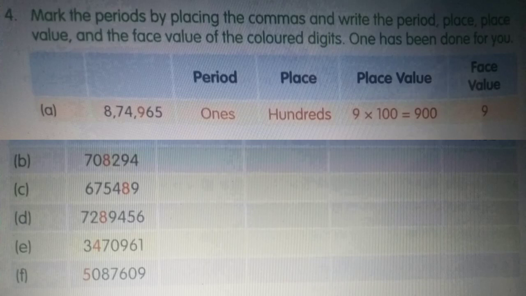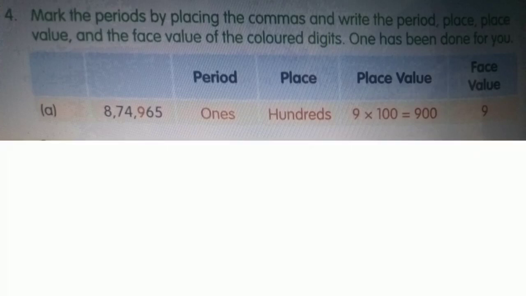Like the first one, they have done it. The first one is 874965. Here 9 is colored. So you have to determine the period in which 9 lies. 9 lies in the first period, that is the period of ones. The place of 9 is hundreds. The place value is 9 into 100, that is 900, and the face value is 9. Now the first is already done. Let's move on to the second and third question.